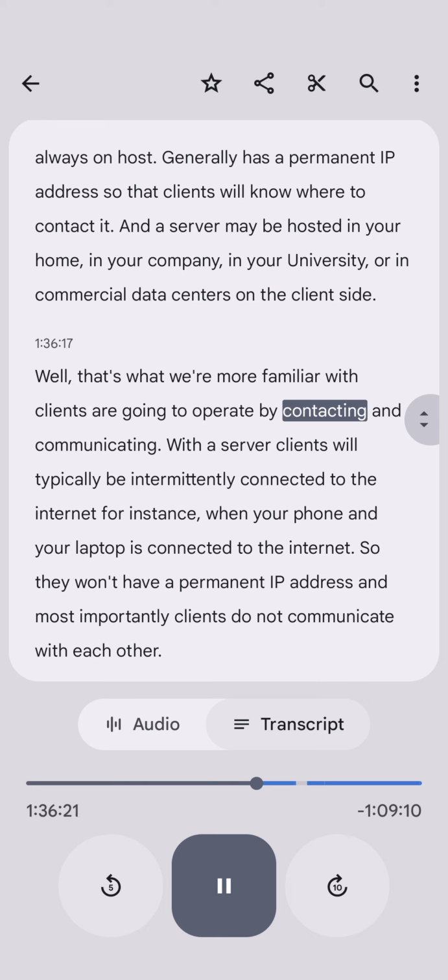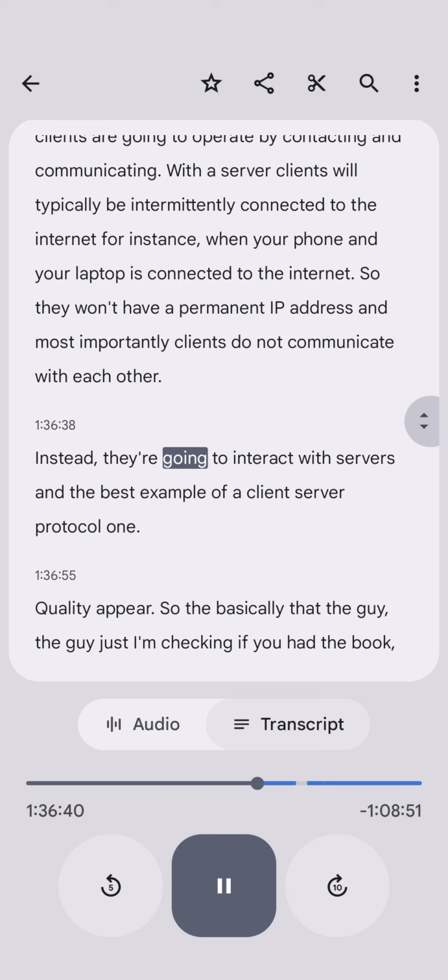Clients are going to operate by contacting and communicating with a server. Clients will typically be intermittently connected to the internet, for instance, when your phone and your laptop are connected to the internet, so they won't have a permanent IP address. And most importantly, clients do not communicate with each other. Instead, they're going to interact with servers. And the best example of a client-server protocol, well, you guys have heard about client-server architecture, right?